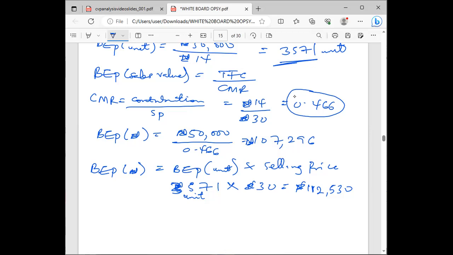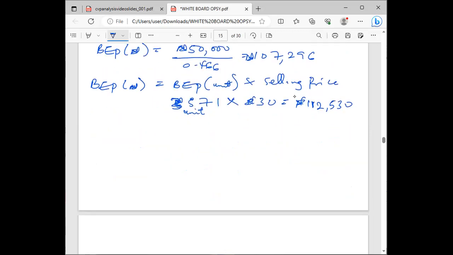So the difference is as a result of the ratio. That is, we used 0.466. If you use 0.4666, there will still be changes in it too. So it's as a result of the decimal places. Is it clear? Yes, sir.